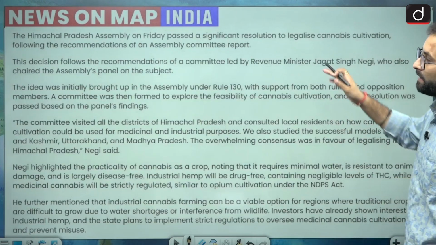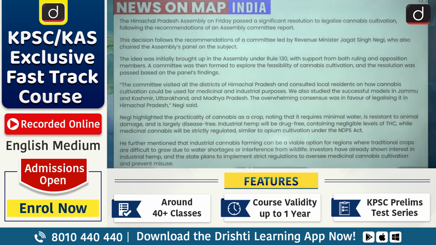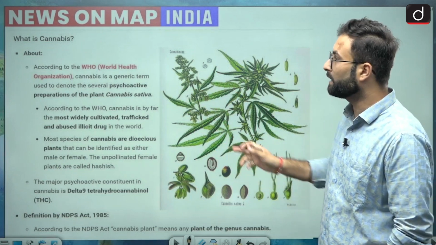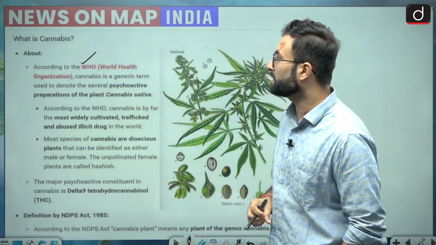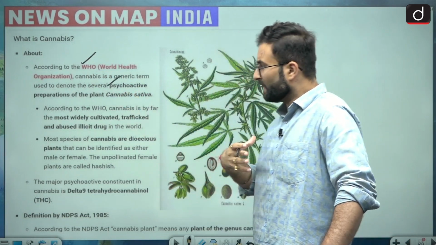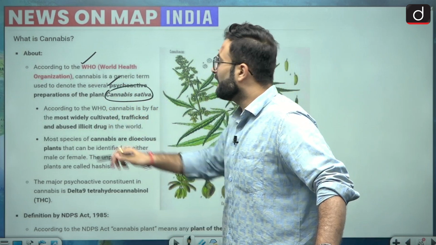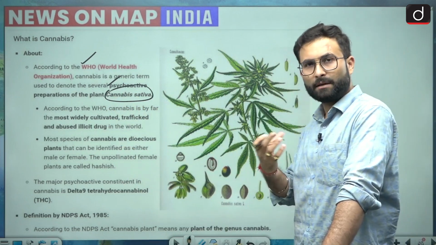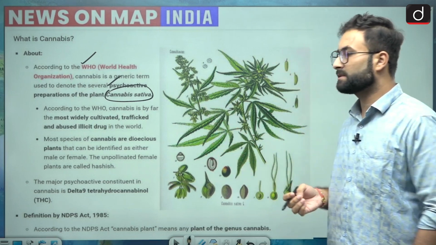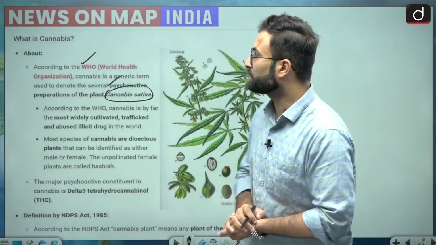Now here you can see there are some facts given about this particular news item. You can go through these facts or you can take a screenshot of that. Then moving further, this is about the cannabis plant. According to the World Health Organization, cannabis is a generic term used to denote the several psychoactive preparations of the plant cannabis sativa. It has certain medical benefits, but is otherwise also misused for intoxication. That is why there is this debate with respect to legalizing the cultivation of cannabis. So I hope that is clear.